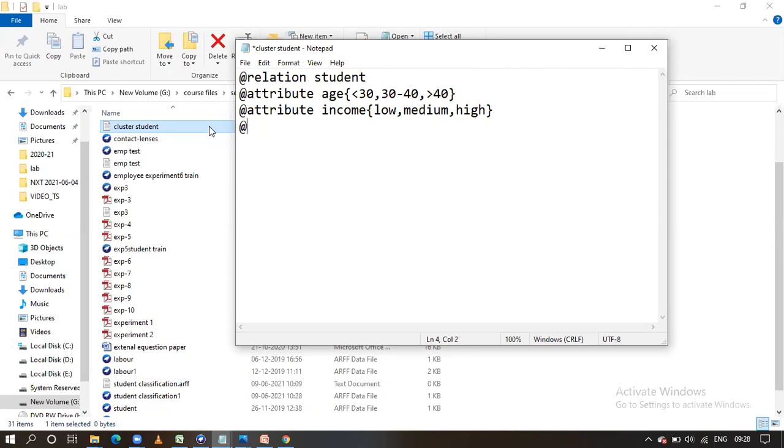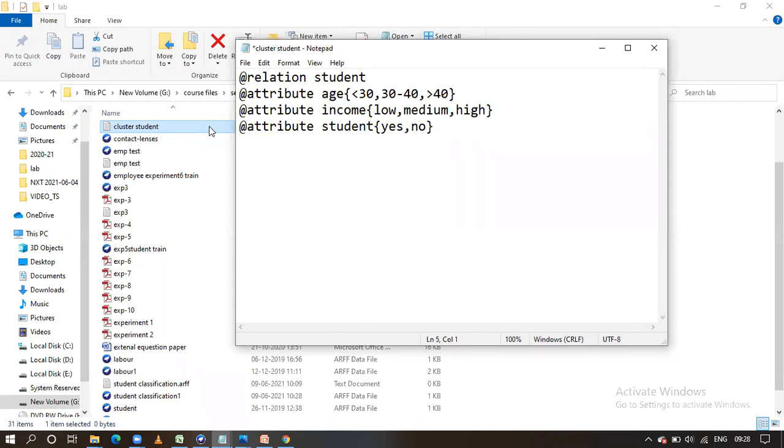The next one is the third attribute. For that we have to use @attribute to enter the attribute values. After the income, I'm going to use student, whether he is a student or not. If he is a student, we have to mention yes or no. These are the two values that student takes.